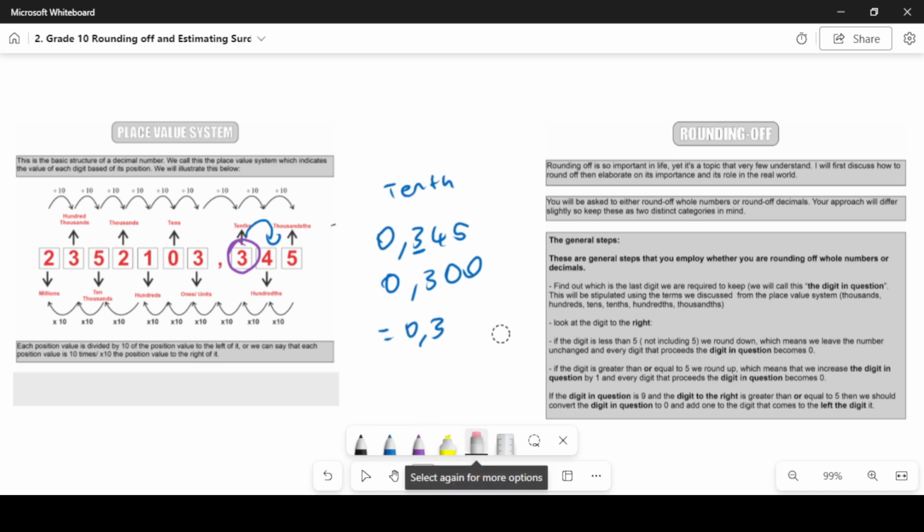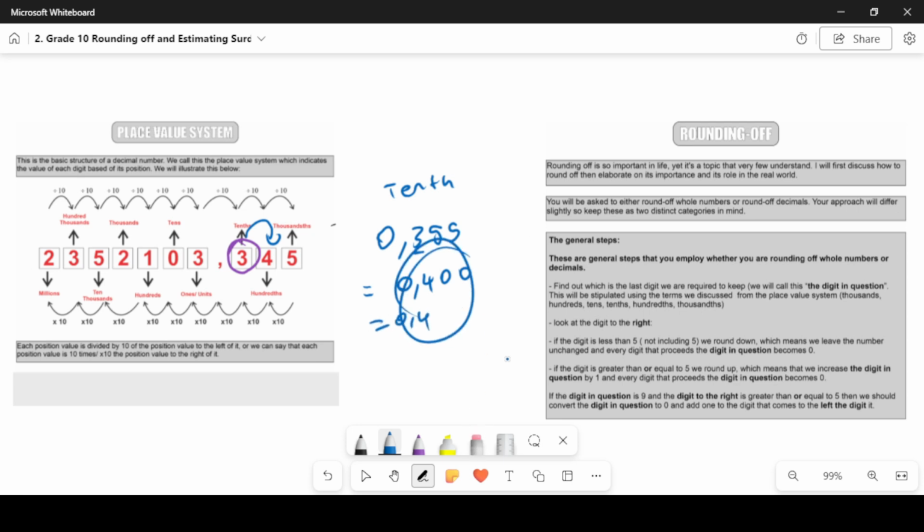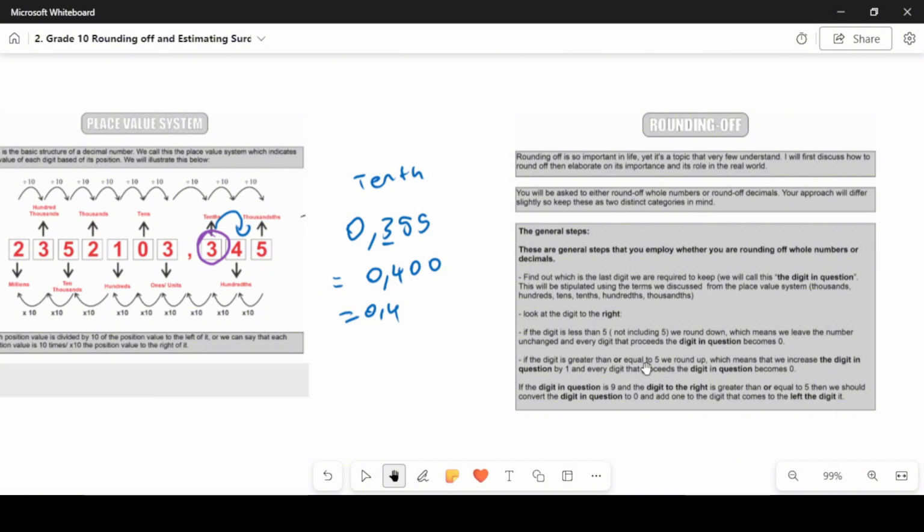Right, very simple idea. However, if the number is greater than or equal to 5, so now it could be 5, 6, 7, 8, 9, what do we do? We round up. What does it mean to round up? We add 1 to the digit in question and then change every number after it to 0. So here, since this is 5, this will become 0,400. So you change the digit in question, and then you make every number after it 0. So therefore this becomes 0,4. Very simple idea. And once you understand that, we can start rounding up and rounding down.